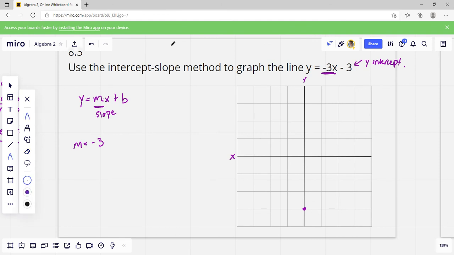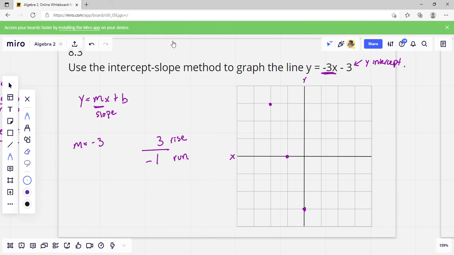Then I'm going to start at this point, and I'm going to go by my slope. My slope is negative 3. You can turn any number into a fraction. So the whole number negative 3 is really negative 3 over 1. Negative 3 is my rise, and 1 is my run. It's going to be hard for me to go down, so I'm going to move that negative part to the bottom. That means I'm going to go up 3 and backwards 1. 1, 2, 3, and left 1. 1, 2, 3, and left 1.